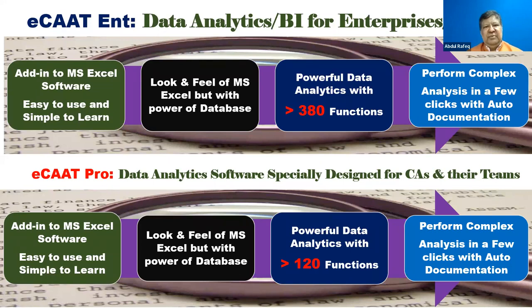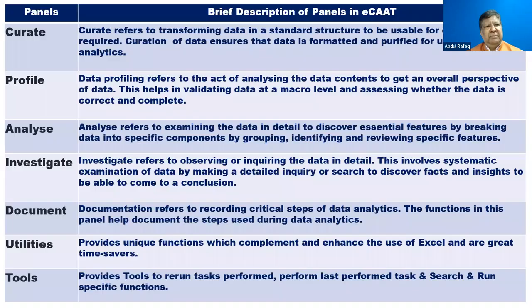It has the look and feel of MS Excel, but behind it there is the power of a database. Now, there are two versions. One is ECAT Enterprise, which has more than 380 functions. And we have ECAT Pro, which is specifically for CAs and their teams, which has more than 120 functions. The beauty of the software is you can perform complex analysis in a few clicks. Not only that, it performs auto documentation, which means as and when you're performing a function, automatically it maintains a record of all the functions which have been performed.